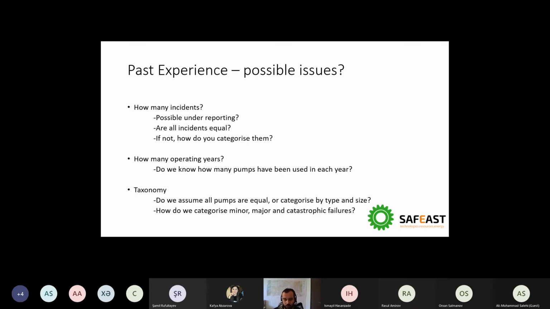And how we should categorize the failure itself. What's a minor failure, what's a catastrophic failure. These kinds of things may change the actual result, and you may end up with a frequency which is not reflecting what you have at site.